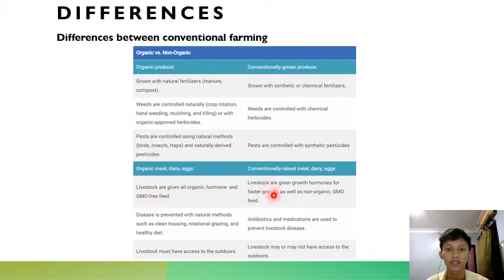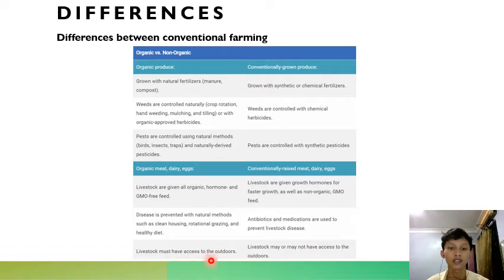And for conventionally raised meat, dairy, and eggs, livestock are given growth hormones for faster growth, as well as non-organic GMO feed. Disease in organic is prevented with natural methods such as clean housing, rotational grazing, and a healthy diet. And for the conventional, antibiotics and medications are used to prevent livestock disease.